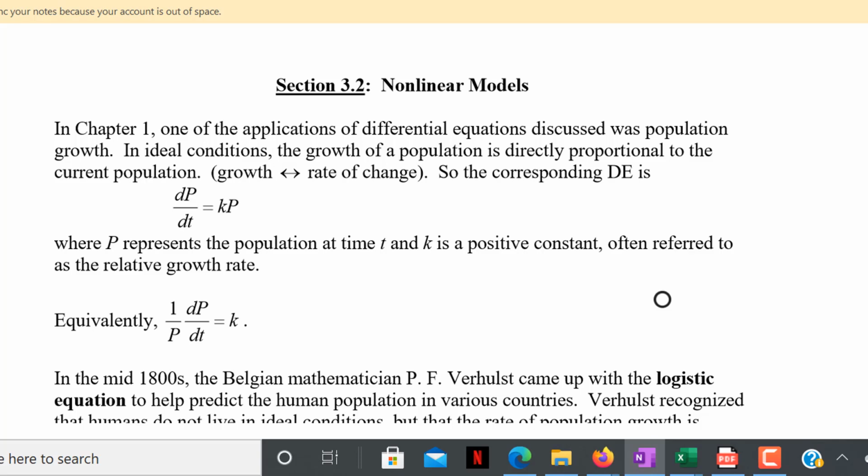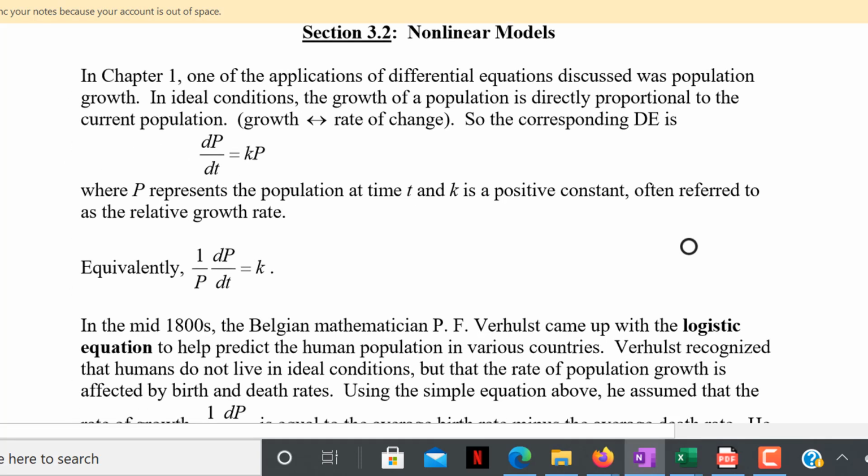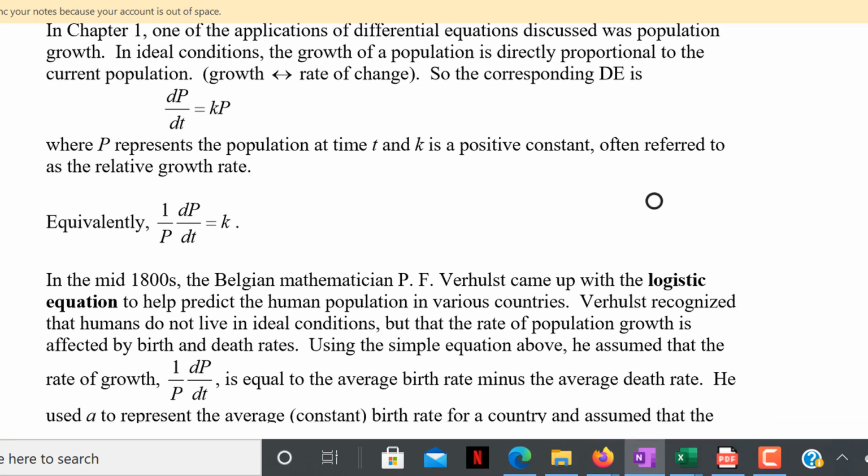When they say growth of a population, that corresponds to rate of change, which is represented by a derivative. So the corresponding differential equation is, remember, proportional to means constant multiple of, so the derivative is equal to k, where k is some constant, times the current population, P. And for growth, k would be a positive constant, often referred to as the relative growth rate. Or we could get an equivalent equation by multiplying both sides by 1 over P.